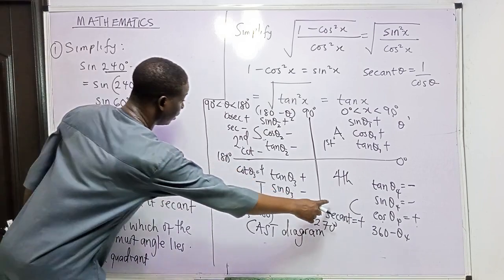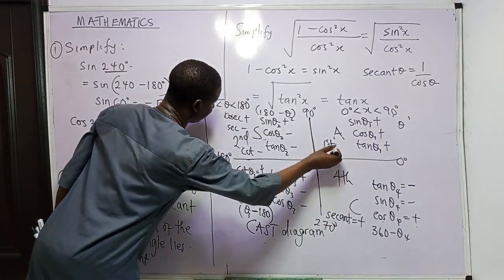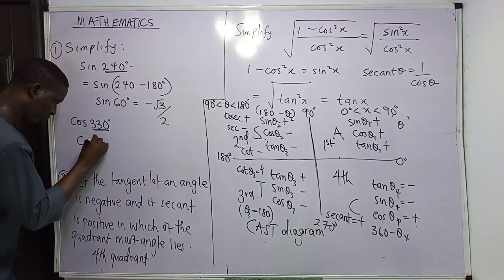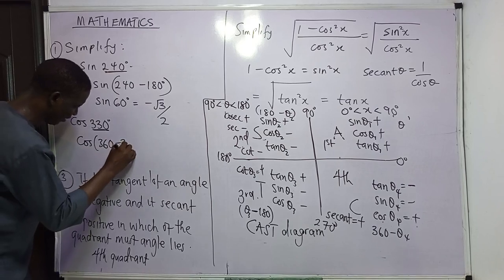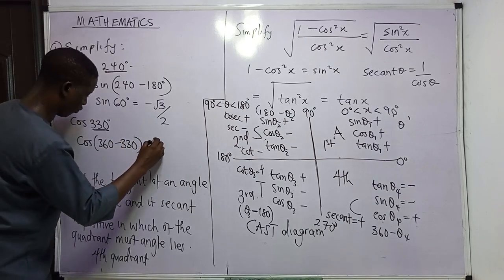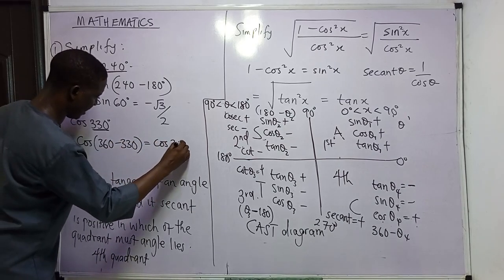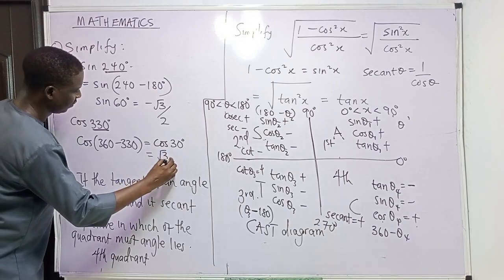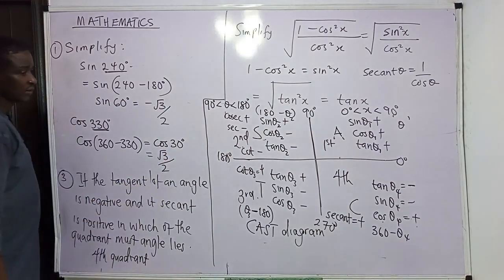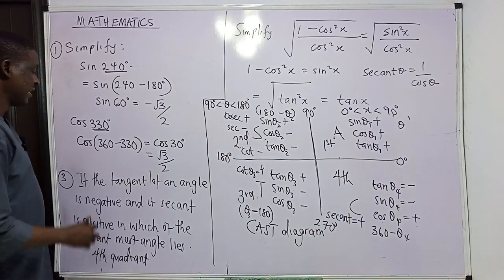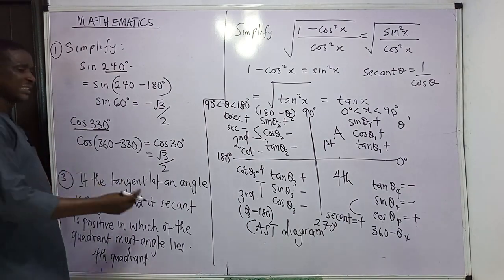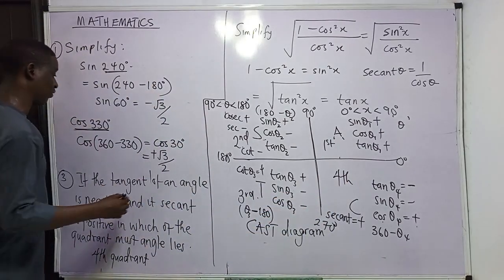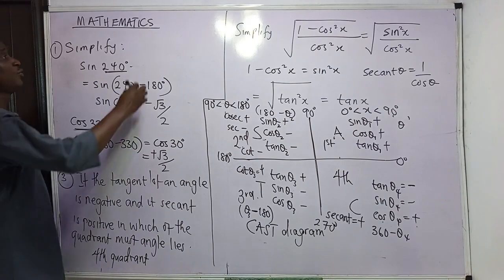Now, whatever you are going to do, this value is greater than 270. So it falls in what? Fourth quadrant. If you rotate it, you see that it's higher than 270. So what I want to do is cos 360 minus 330. And that will give us what? Cos 30. Cos 30 is what? Root 3 over 2. Cos 30 is the same as sine 60. And because cos is positive in the fourth quadrant, you are going to leave it as plus because it's already plus.